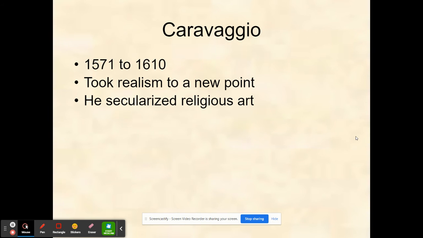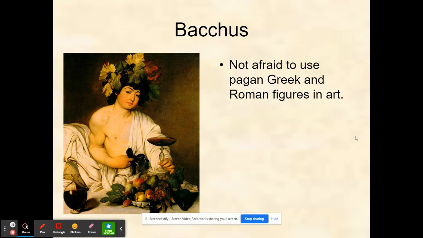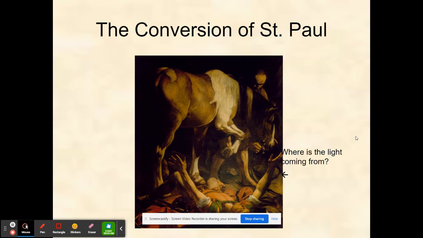A couple of the artists we're talking about: Caravaggio, very secularized religious art. Here's some examples of it. Seeing the single light source, as you can see on the one side of the body. Bacchus, one of his paintings. Here's the light source of Paul. You can see where the light is coming from above. It's the idea of divine inspiration of God in the painting.